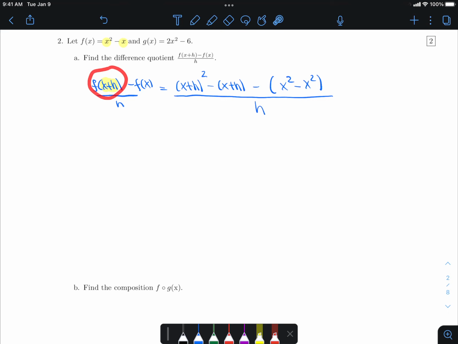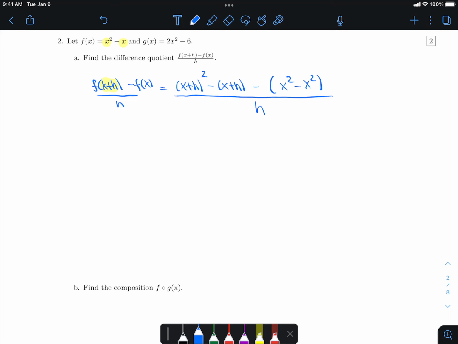So this is f of x plus h, for you to check if you need to double check that. This minus is part of the formula of the difference quotient, and this is f of x right there, and then divided by h is also part of the formula for the difference quotient. So this is setting it up correctly. The only thing I need to do after this is to actually expand and algebraically manipulate this.